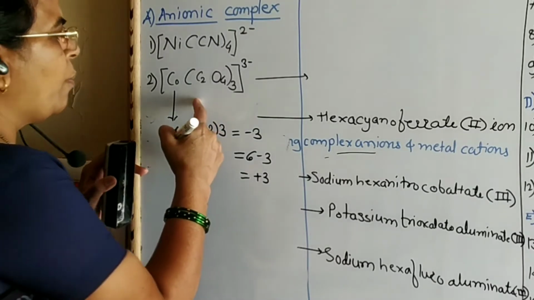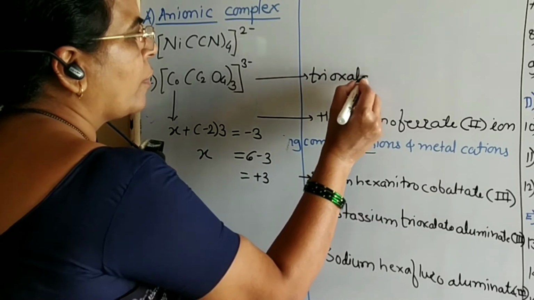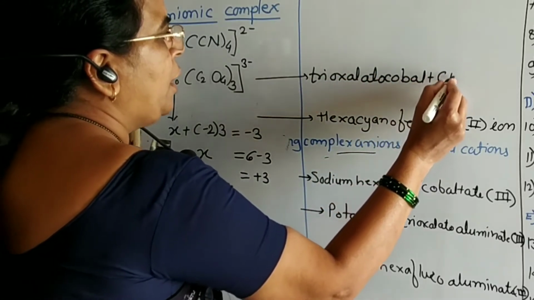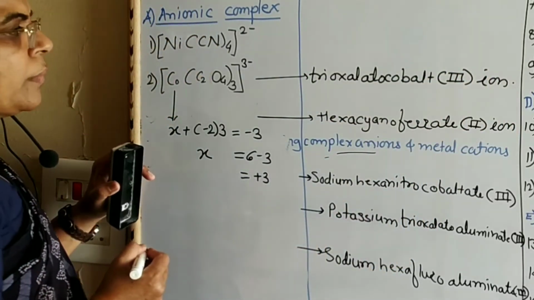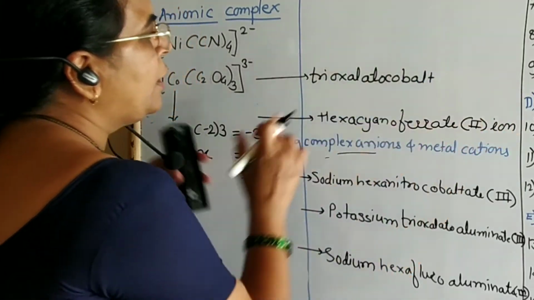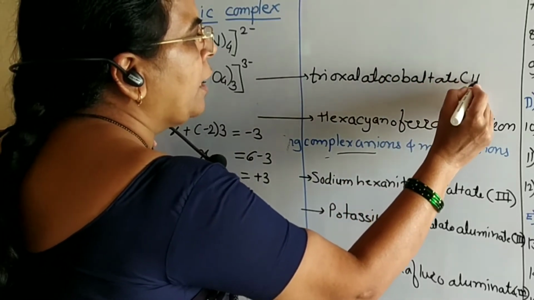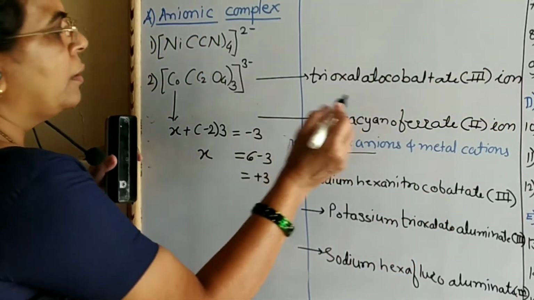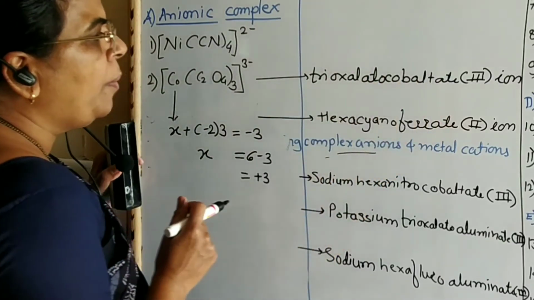Therefore the name of this complex is trioxalatocobaltate(III) ion. It is an anionic complex, therefore write ATE at the end of the metal name.